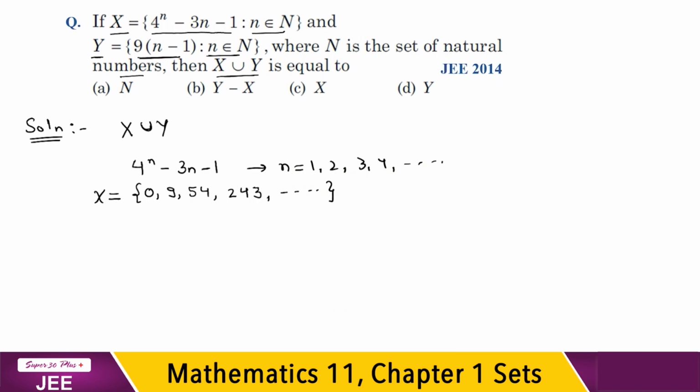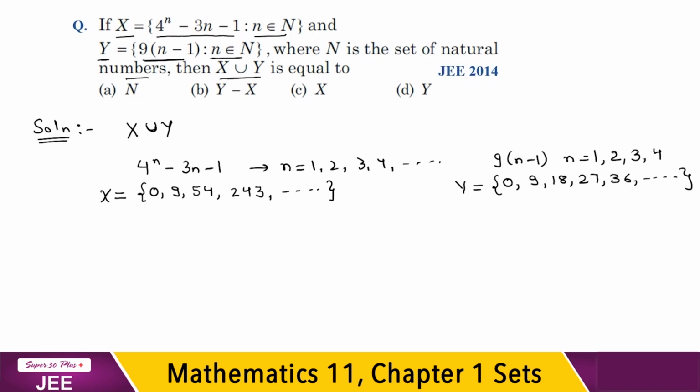And for set y, we have been given the relation 9 multiplied by n minus 1. So here if I substitute n equals 1, we get the first element as 0. When n equals 2, we get the second element as 9. When n is 3, we get the third element as 18. When n is 4, we get the next element as 27, and then 36 and so on. So this is simply set y, and these are the elements of set y.